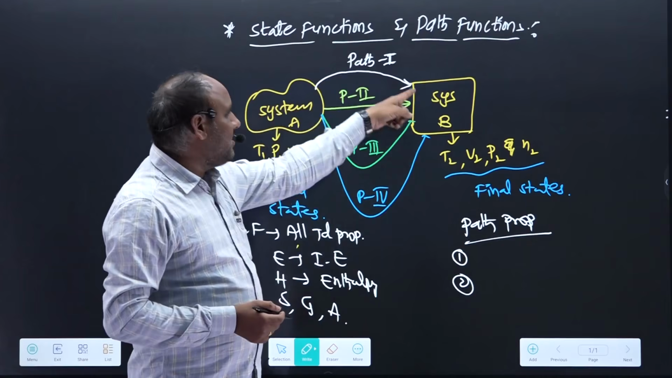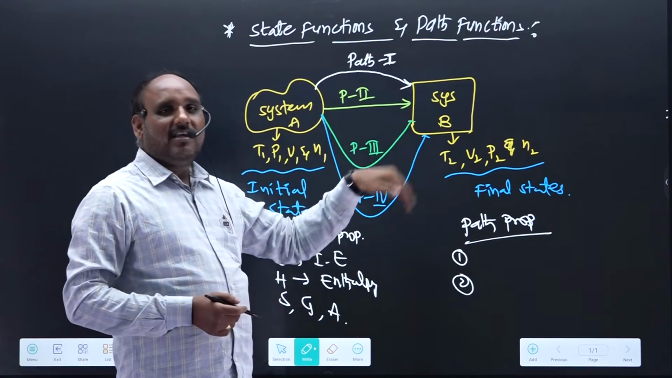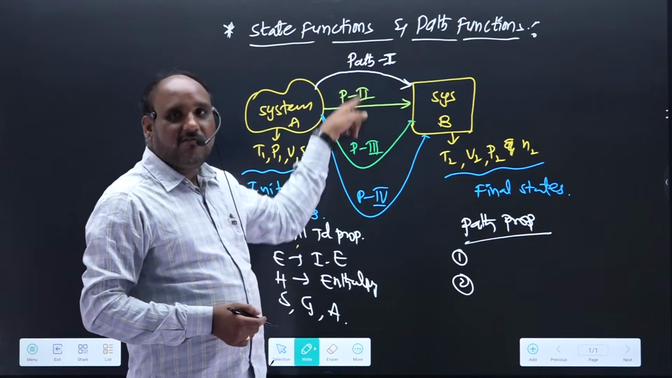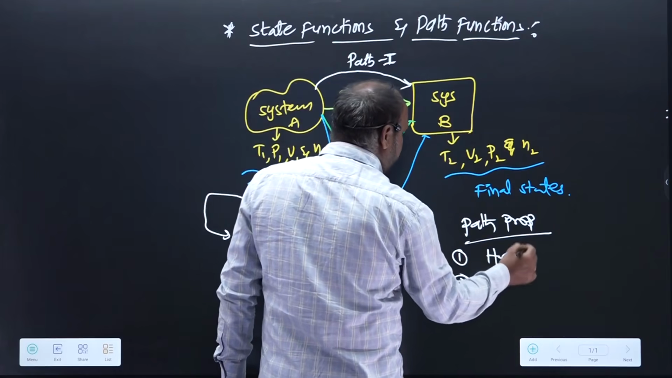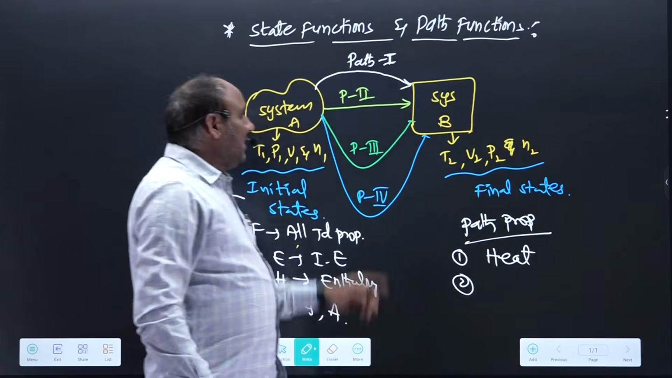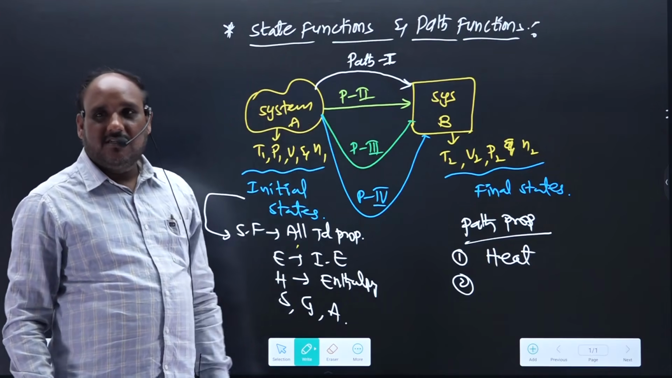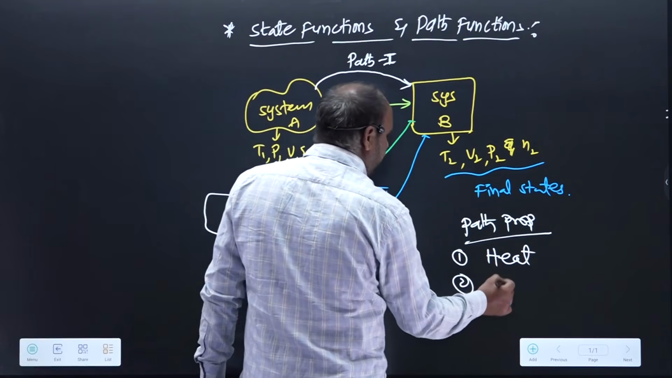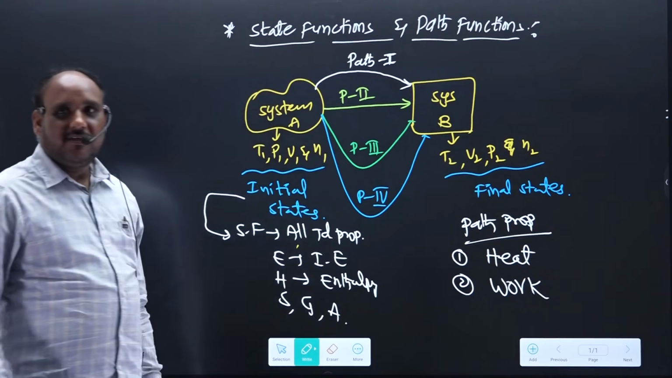Whether during this pathway or this pathway, simply we go with distance. Here more distance is there, more energy is released. Less distance is there, less energy is released. It means energy depends on pathways. So what is the path property? That is the heat. Whenever heat changes, there is one more property that also depends on the pathway. That is what? Work.